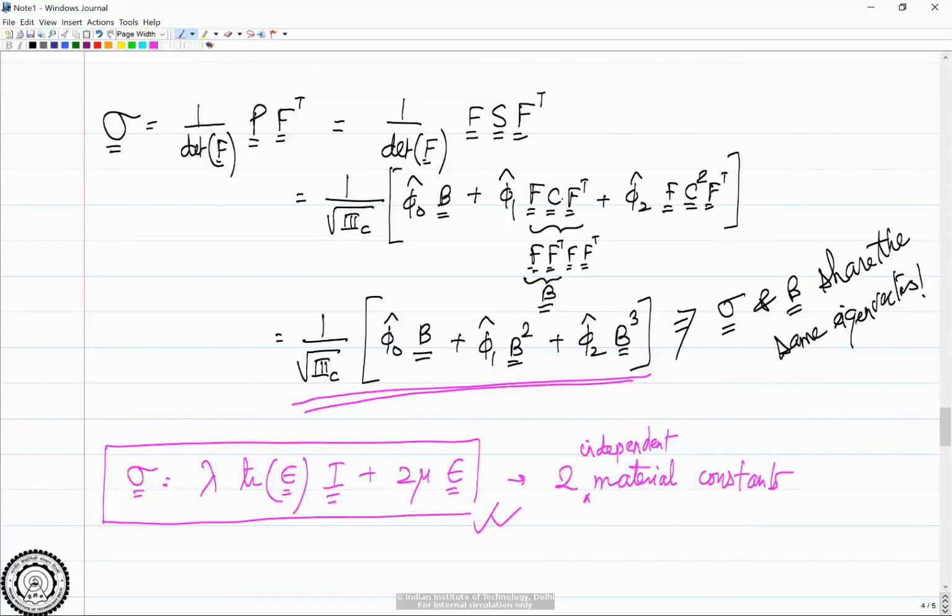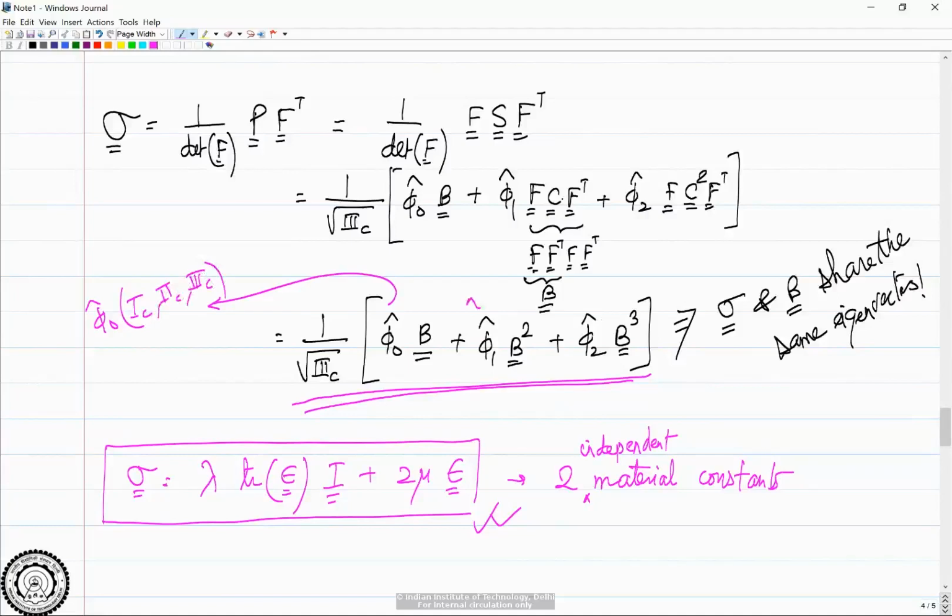So each of the functions, see for example, phi naught hat. This is phi naught hat of IC, 2C, 3C. It could be, for example, A times IC plus B times 2C plus C times 3C. And then it has three constants A, B, C. And if you think it has more terms, so it's a function, it has infinite constants actually. Same thing goes for phi 1 hat and phi 2 hat also.